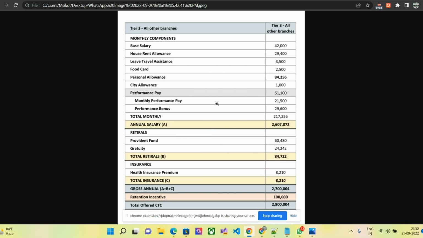So this is a small insight into the current TCS salary trend. If you are planning to join TCS, this might help you.